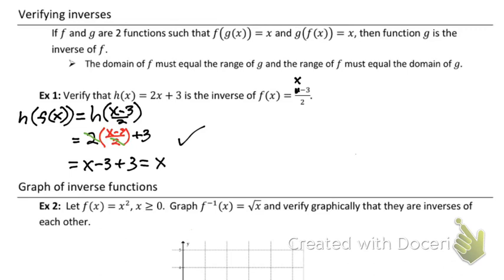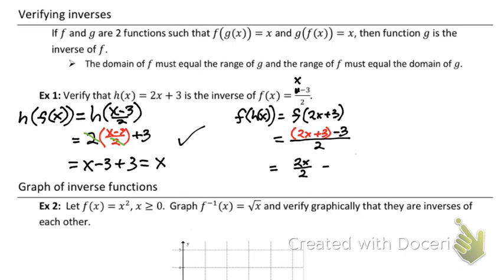The other direction would be f of h of x, which would mean we're doing f of whatever h of x is. That's 2x plus 3. So that means I'm plugging 2x plus 3 in for f of x's input. So then we are going to have 2x plus 3 minus 3 all over 2. Well, 2x plus 3 minus 3, our 3's would cancel out. We'd be left with 2x over 2, which just equals x.